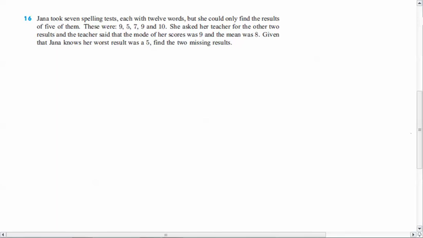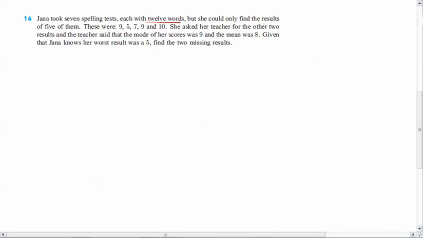Here we go. So here we got Jana took 7 spelling tests, each with 12 words, but she could only find the results of 5 of them. 9, 5, 7, 9, and 10. So this is important. 12 words. Okay, that'll be important later. She asked her teacher for the other 2 results, and the teacher said that the mode of her scores was 9. What a sneaky spelling teacher. I'd expect this from a math teacher, but a spelling teacher?